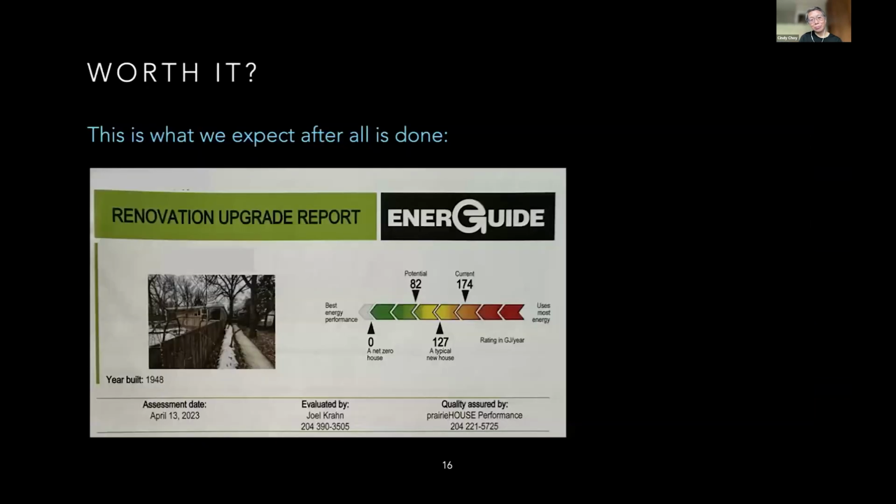Horror story indeed. So was it worth it? There are other stories here, but those are probably the biggest pieces. We came into this project knowing that this house needed work. And after our EnerGuide review test, the current was, as you can see, pretty high and much higher in terms of energy consumption than the new typical house. There was a potential that was prescribed to bring us down to 82, I think that's gigajoules per year.